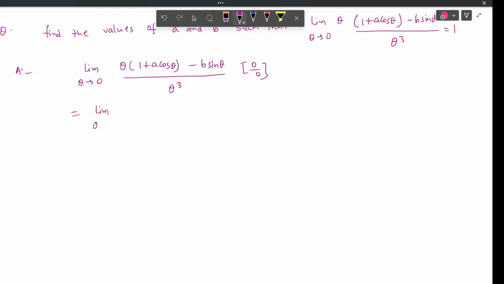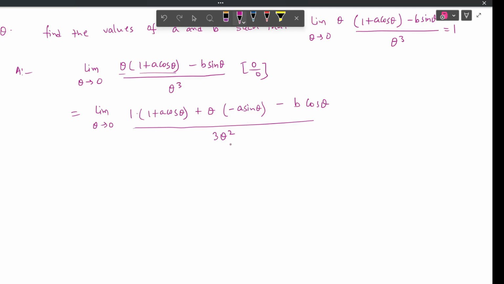So it will be limit theta tends to 0. Apply u into v rule. Differentiation of theta with respect to theta would be 1, putting 1 plus a cos theta as it is. Now keeping theta, differentiation of 1 is 0, differentiation of cos theta is minus sin theta, so it would be minus a sin theta. Minus b sin theta differentiation is b cos theta, divided by 3 theta square.